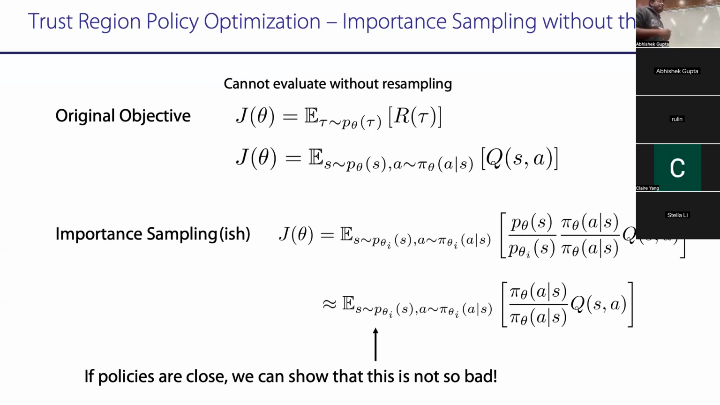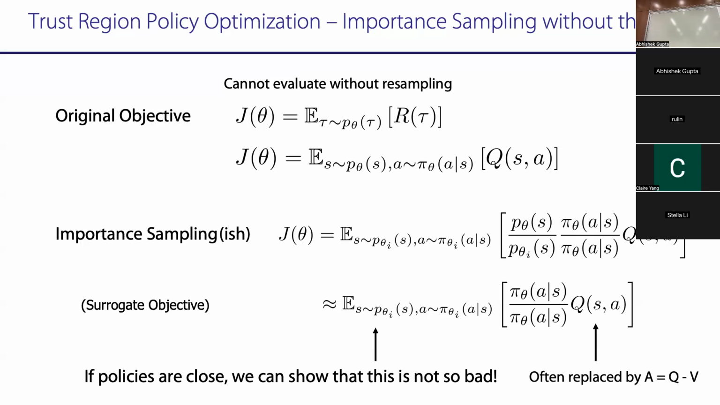Is this why it's called trust region? Is it like I trust the...? That's right. A trust region is basically a ball around your current thing. It's the region you can trust. But the first step of TRPO is constructing the surrogate objective.